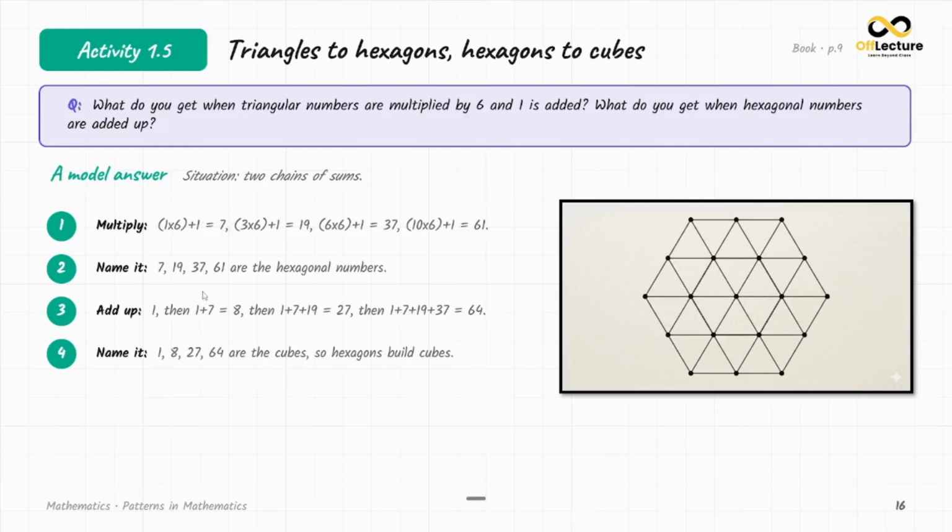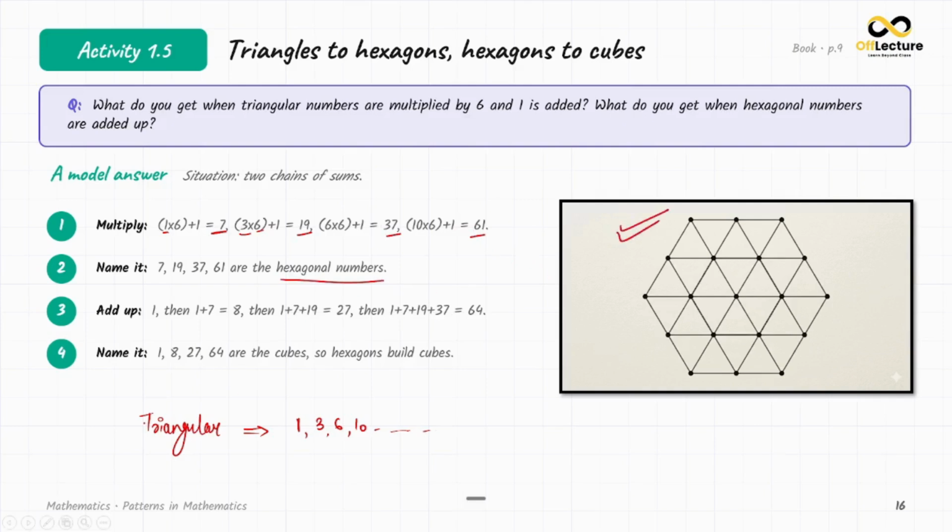So what are triangular numbers? Triangular numbers are 1, plus 2 is 3, plus 3 is 6, plus 4 is 10, and so on. If we multiply 1 by 6 and add 1, we will get 7. If we multiply 3 by 6 and add 1, we'll get 19, then 37, then 61. And what is this series? This is hexagonal numbers. You can see from this diagram.